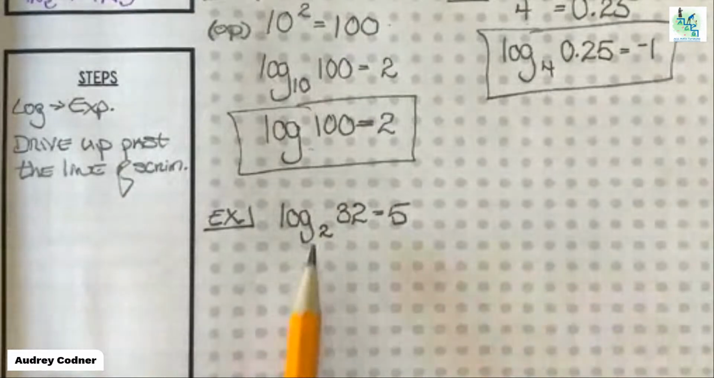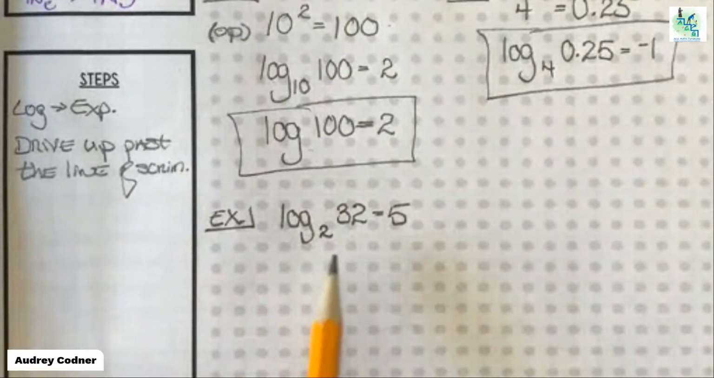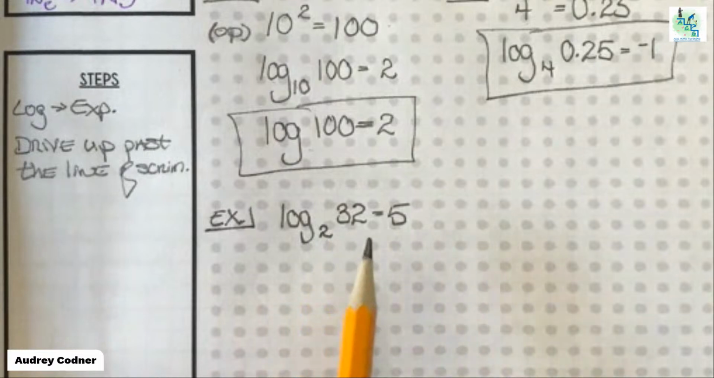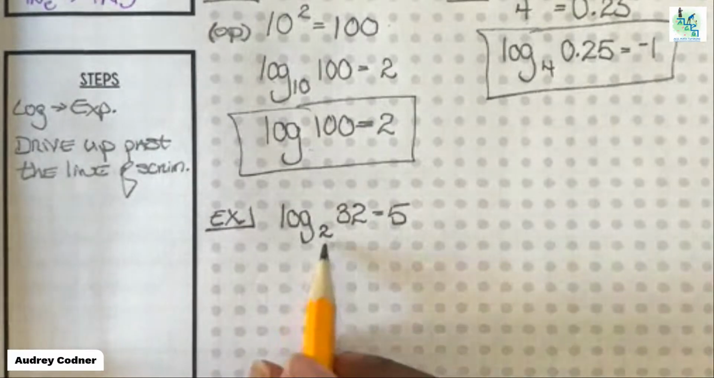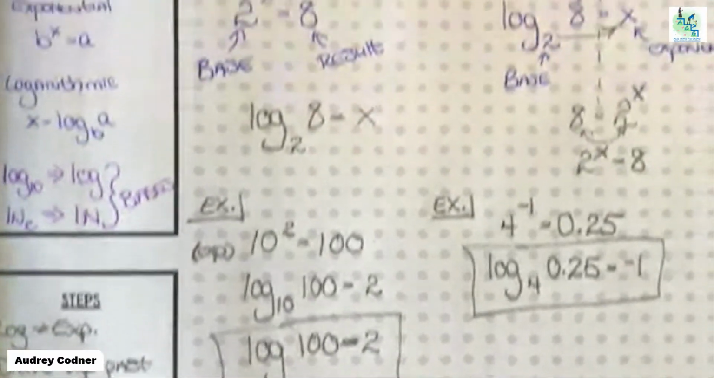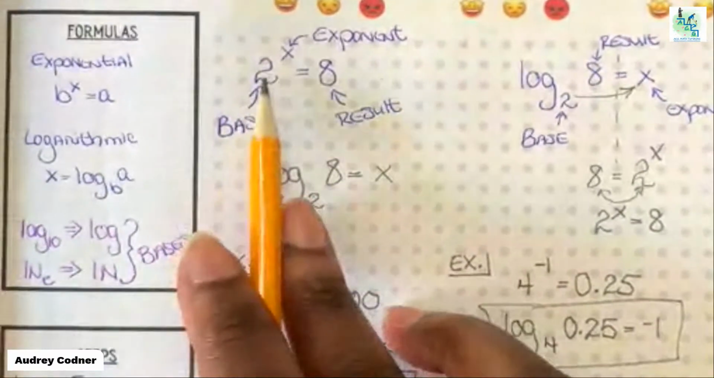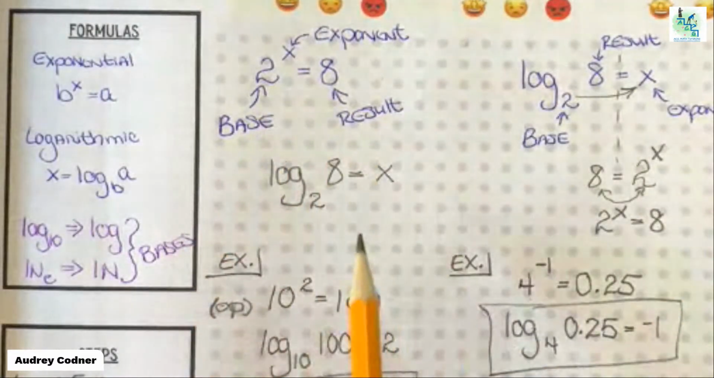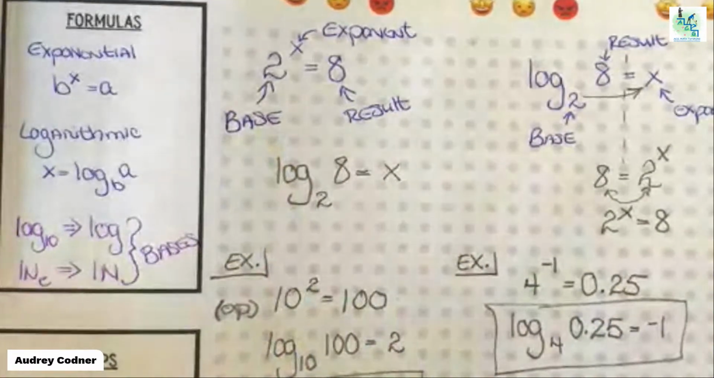So we want to go from a log. I know this time it's not a log base 10 because there's a 2 there. So I want to go from a log to an exponential. I always start with the base. As you recall from up here, we have our base, so I want to start with my base.